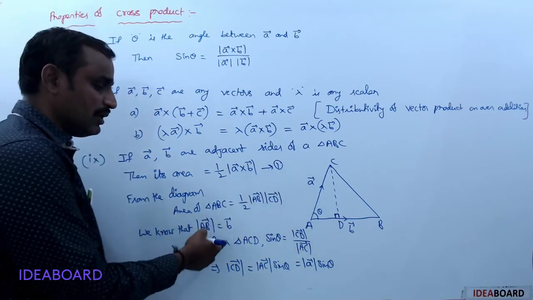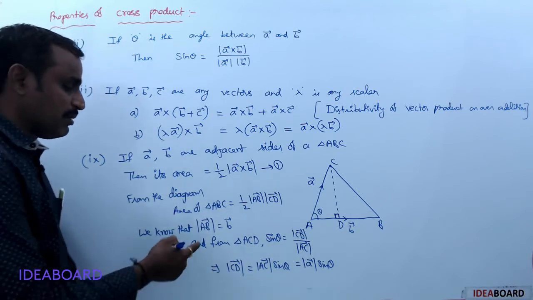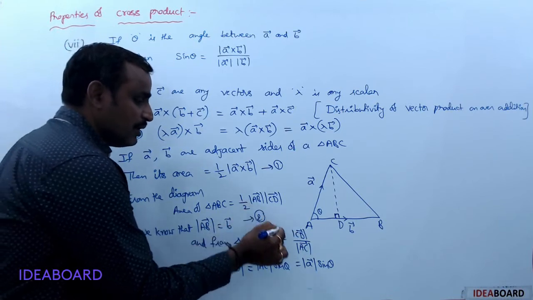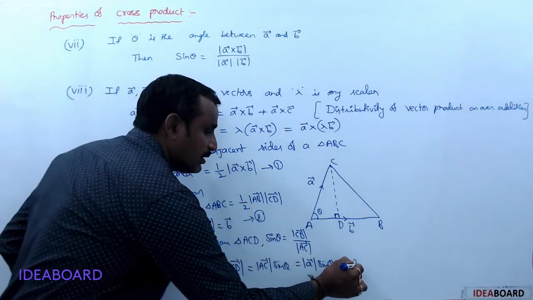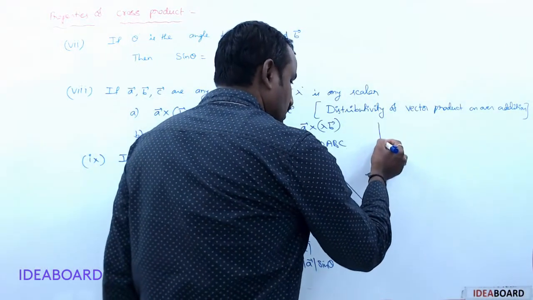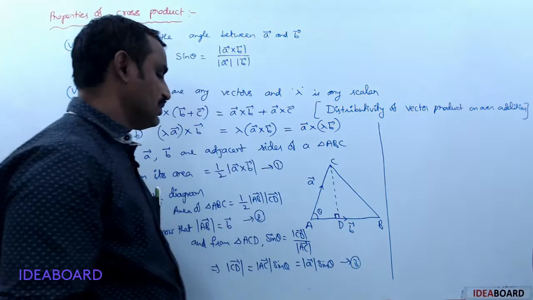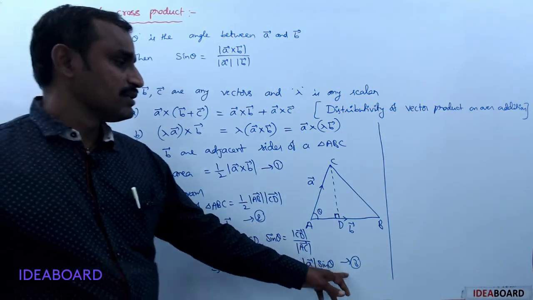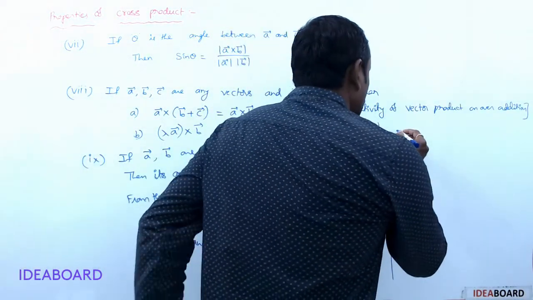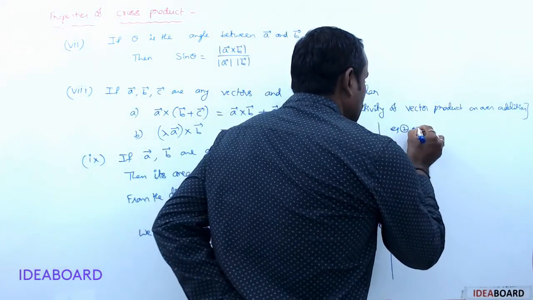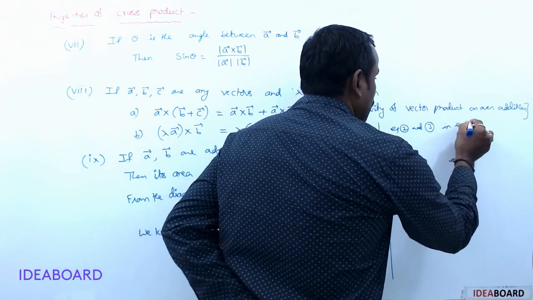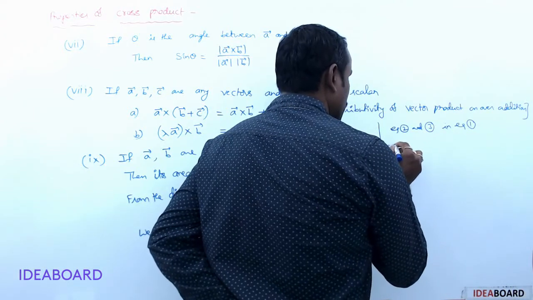Now AB bar value is magnitude of b bar, we know. This is equation number 2. This is equation number 3. Therefore from equations 1, 2 and 3, substituting equations 2 and 3 in equation 1.